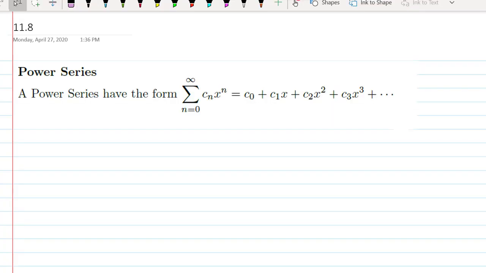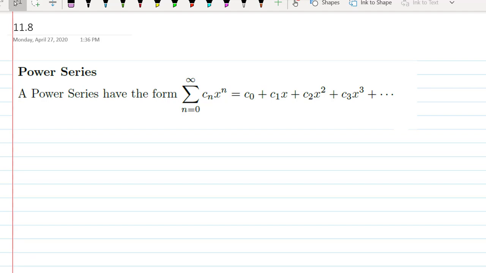So in Chapter 11, Section 8, we're going to be talking about power series. The idea of a power series is we want to represent a function as the sum of monomials. What I mean by that, in essence, is: can we represent a function by writing it as an infinitely long polynomial? And we're going to find out that the answer is yes, comma, sometimes.